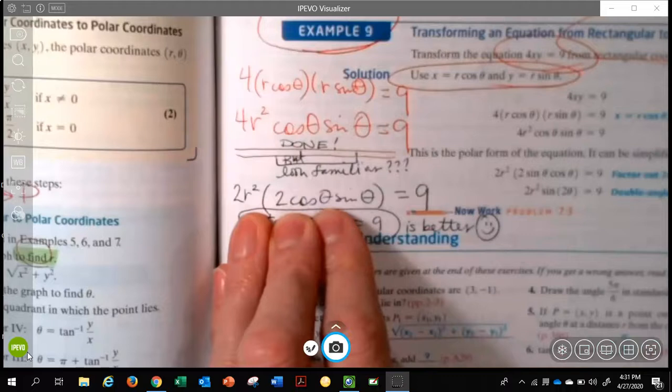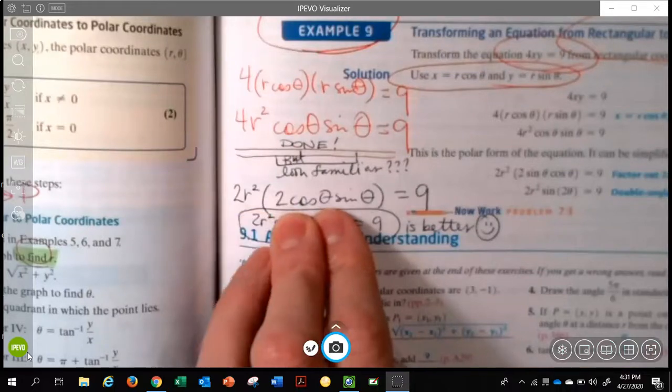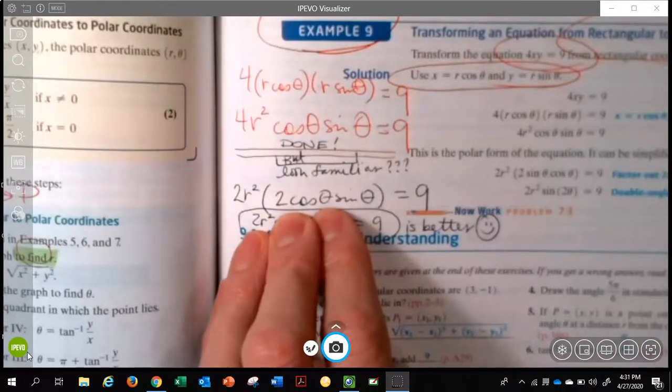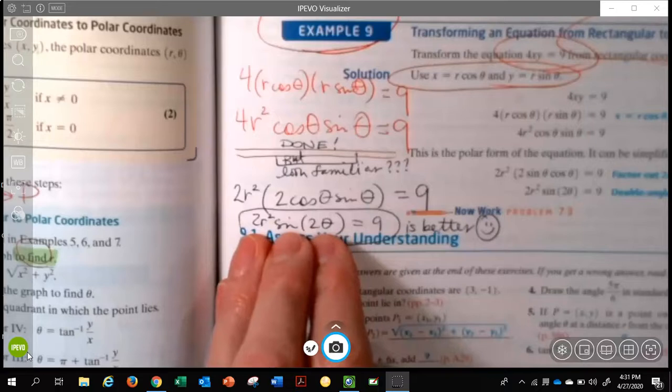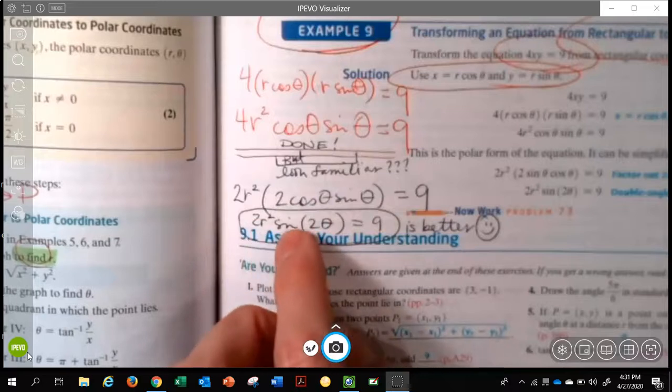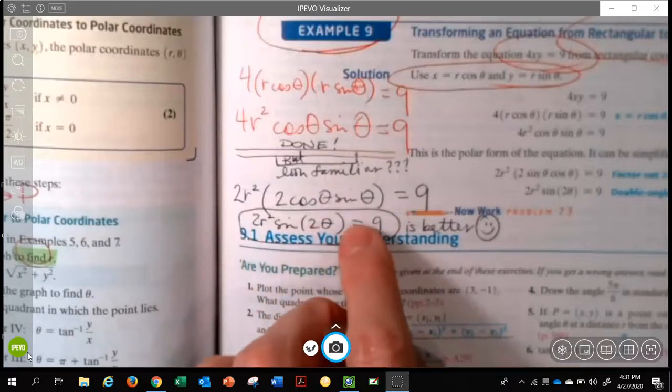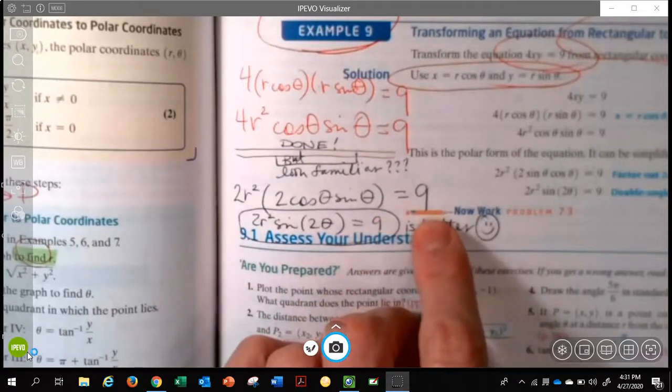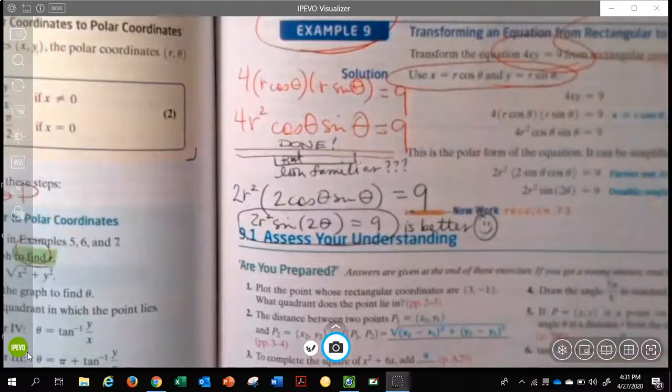So a little bit of manipulation, and all of a sudden, we've got our 2r squared, but that 2 cosine sine is also known as the double angle for sine. And so this equation, 2r squared sine of the double angle 2 theta equals 9, is much better. And that's what they mention over here. So I just wanted to take a few minutes and go through example 8 and example 9, to tie some information together as we finish section 9.1.